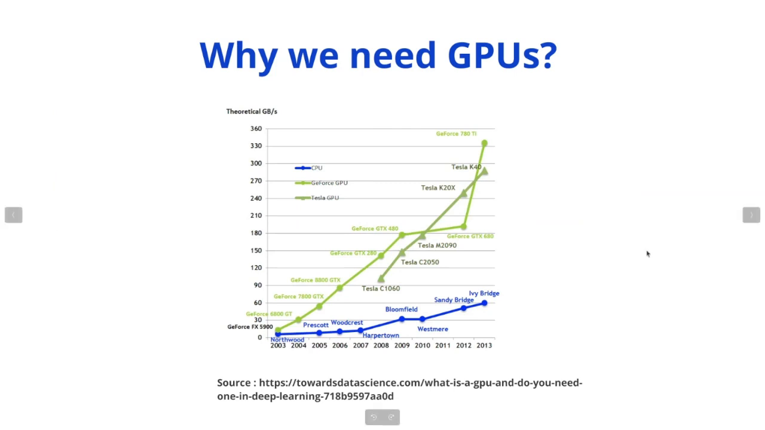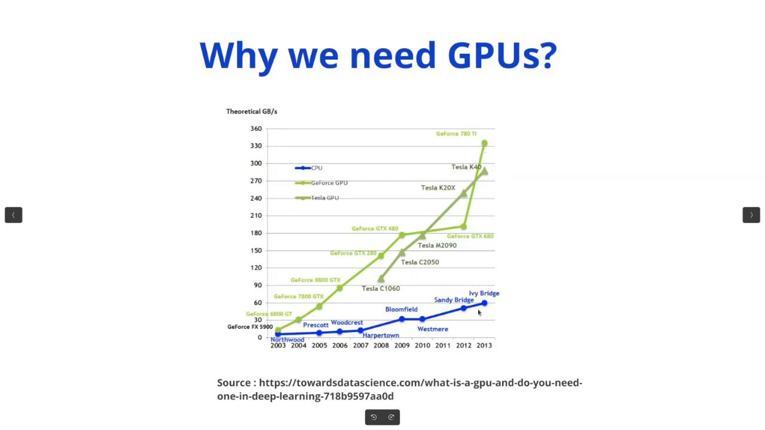Now here is a graph that shows the difference between CPU and GPU. The y-axis is the speed of GPU and CPU in GB per second, that is, how much data it can process. This blue line is the graph of the CPU over time. We have the Woodcrest CPU, the Bloomfield CPU, and the Ivy Bridge, which are all CPU versions. As you can see, the growth is very normal compared to the GPU. You can see that the GPU growth increases drastically.